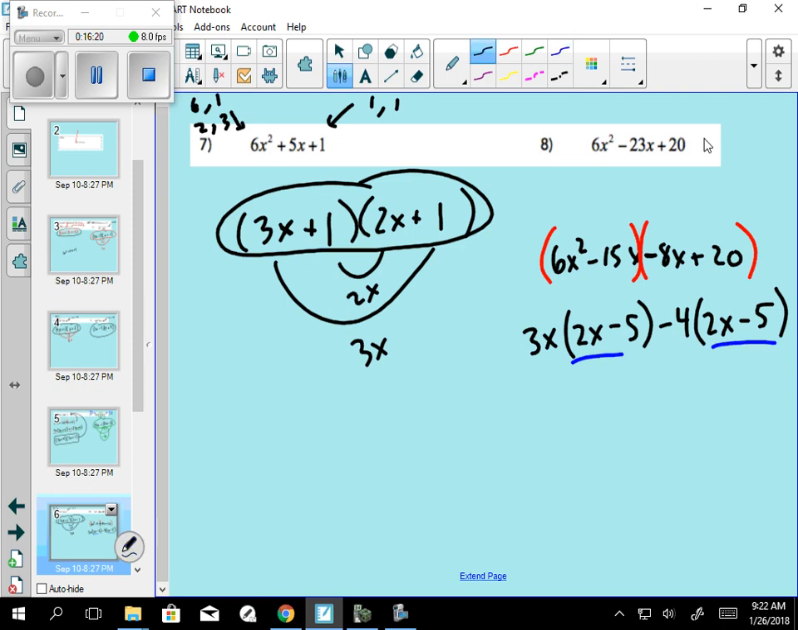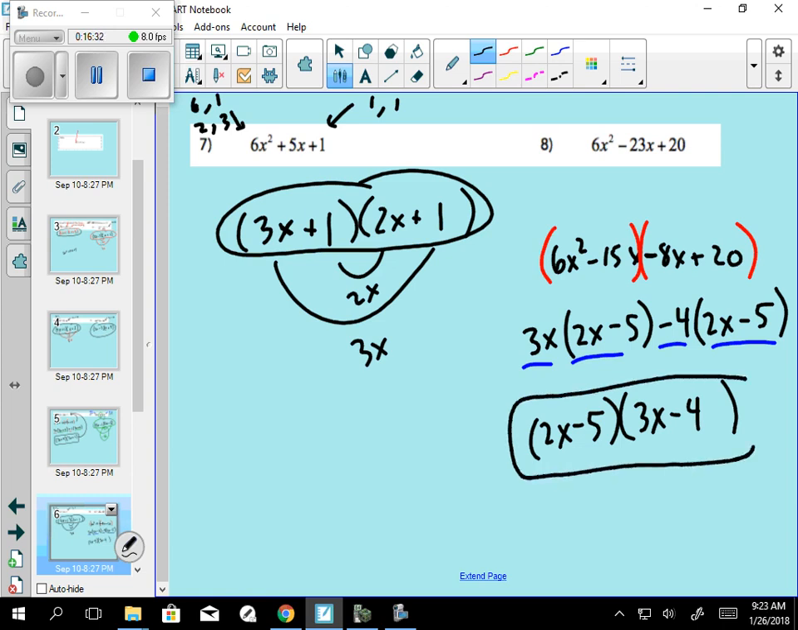So now we're going to factor out that 2x minus 5. And what's left would be this stuff, 3x minus 4. And that's now the correct factorization of this one. So if you're getting a lot of options and the guess and check maybe looks hard, that's another method, the factor by grouping method.